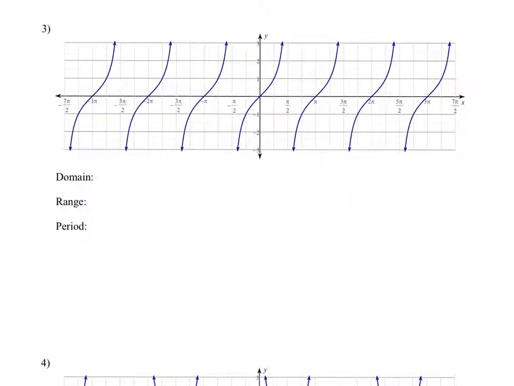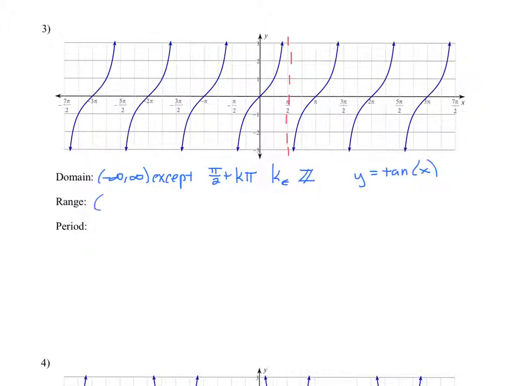This is the graph of y equals tangent of x, the domain, all real numbers, except you have to write the sequence. You have to choose some vertical asymptote to start with. We can start there at pi over 2, so it's except pi over 2 plus k pi, where k is an integer. The range goes all the way down, goes all the way up, never stops anywhere in the middle, so the range is all real numbers, and the period is pi.